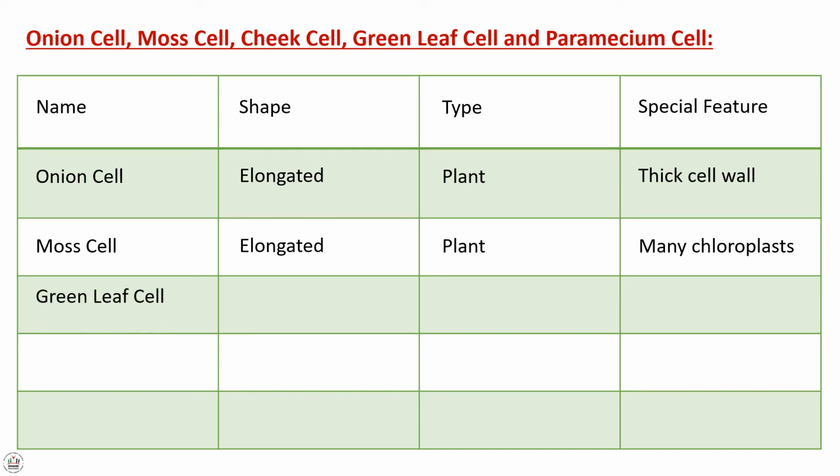Now green leaf cell, its shape is rectangular. Its type is plant cell. The special feature is chloroplast.